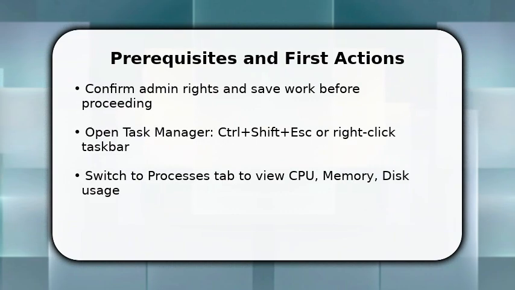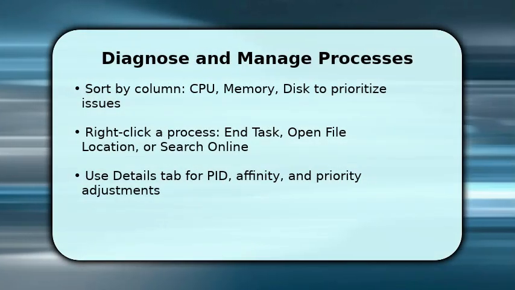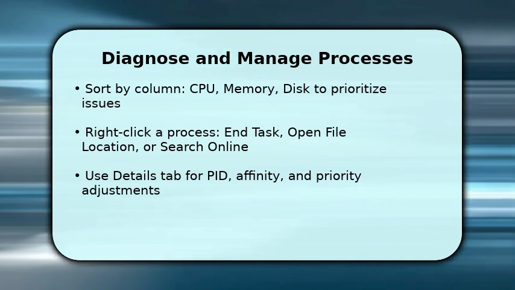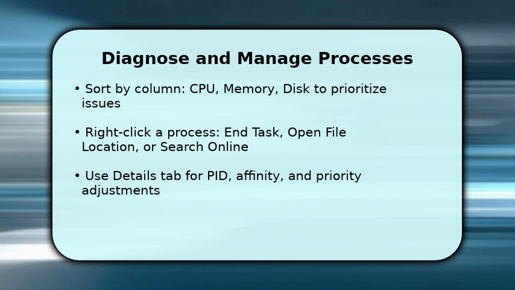Sort by CPU, memory, or disk to see what's driving system load because ordering reveals priorities immediately. You can right-click any process to end task, open its file location, or search online for context. These options help decide if termination is safe.